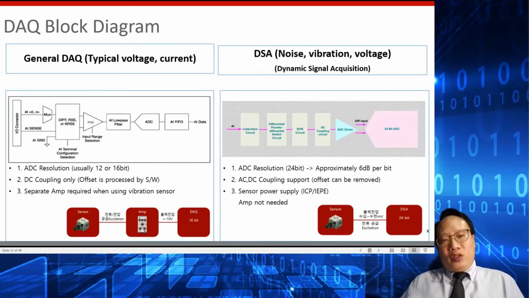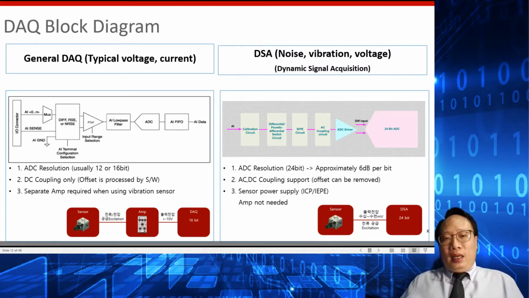Basically, you have two types of DAQ families offered by Jytek. You have a general data acquisition that is typically used to measure voltage and current coming up from the signal. It has typical resolution from 12-bit to 16-bit. And in most cases, if you're going to connect a sensor to this general DAQ, you need to provide your own amplifier or signal conditioner that amplifies and provides excitation to your signal before it can generate the signal back to your data acquisition.